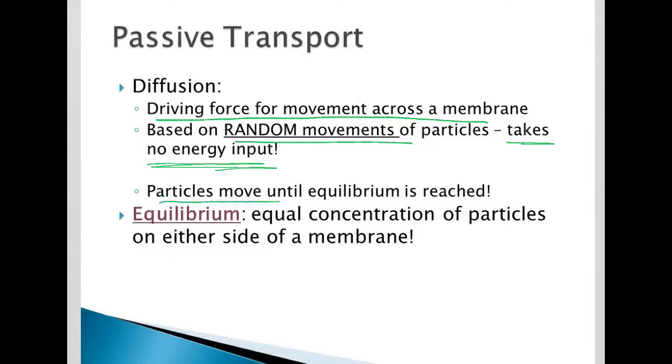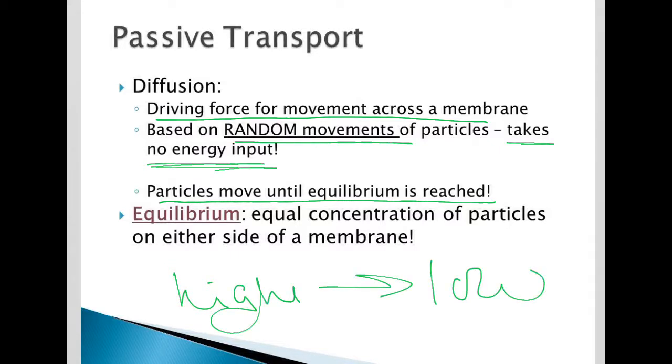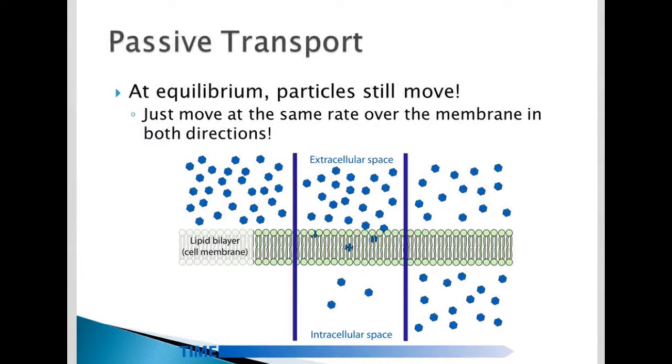And these particles will move in that given high to low direction until equilibrium is reached. If you think about what makes up that word, you hear that word equal there. In equilibrium, you have an equal concentration of particles on either side of a membrane. So that's not equal quantities, but more like an equal percent, 70% and 70%, not necessarily equal numbers. And the other big thing that you need to know is that at equilibrium, particles still move. They still move back and forth.